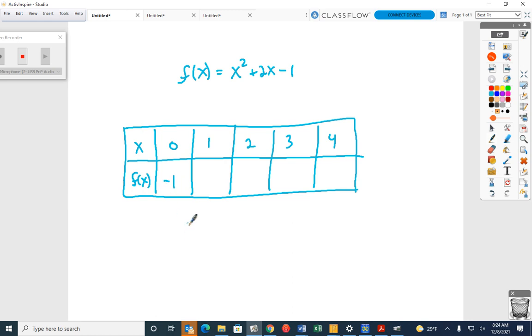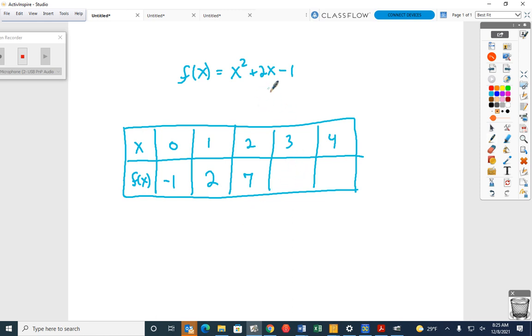Right? Now let's do this one. What's 1 squared? Plus 2 times 1. What's 2 times 1? 2. So 1 plus 2 is? 3 minus 1? 2. Now let's do 2. What's 2 squared? 4. 4 plus 2 times 4 is? 8. And 8 minus 1? 7. Okay, 3. What's 3 squared?